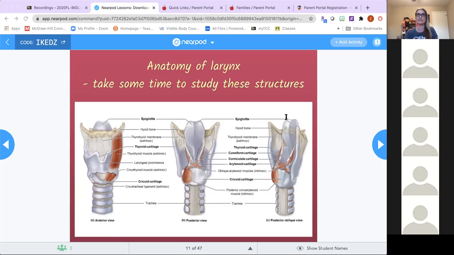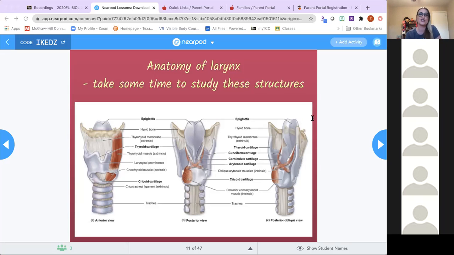Valsalva maneuver is where you are able to hold the air here in your lungs, basically, and then you can push your abdominal muscles. It's used during childbirth, but it's also used in defecation and urination. So that's Valsalva maneuver, where you're holding the air and just pushing down there. Okay.